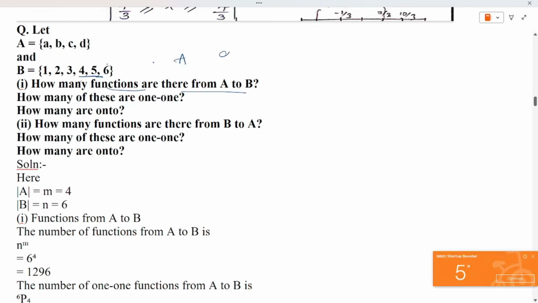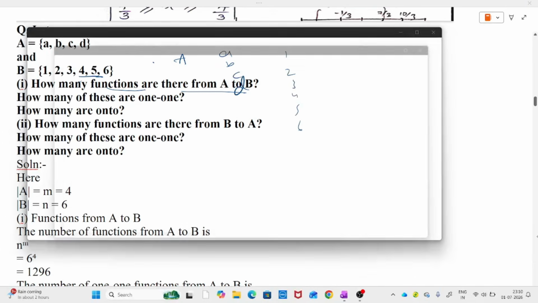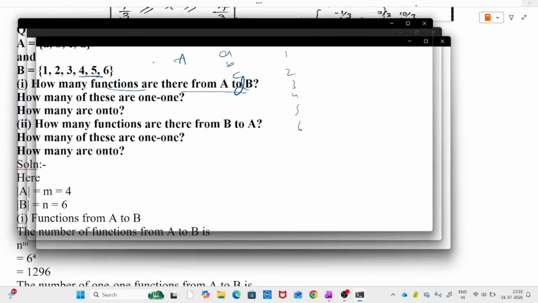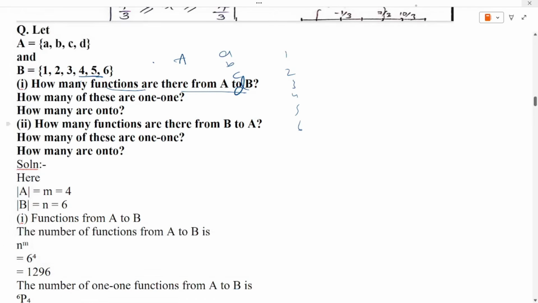They have asked, A is A, B, C and D, and B is 1, 2, 3, 4, 5 and 6. See, how many functions are there? You consider this as m and this as n. This is having 4 and this is having 6. So that is the function value. If you want the function value, that will be n power m, that is 6 to the power 4, which is 1296.